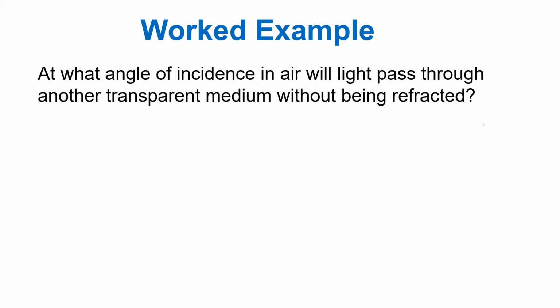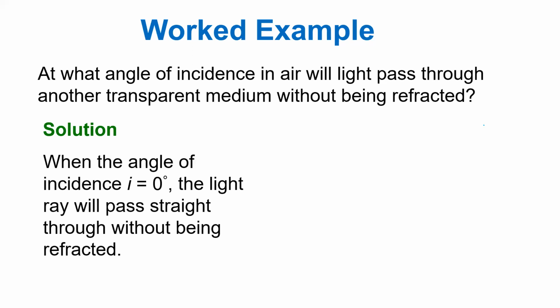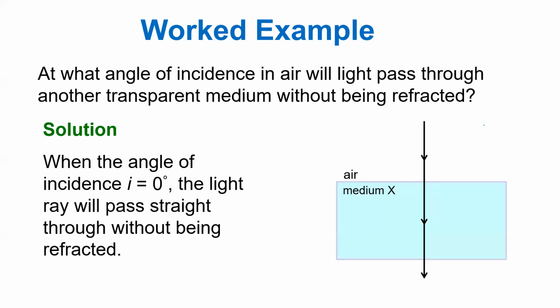At what angle of incidence in the air will light pass through another transparent medium without being refracted? Just now all the examples show a light ray entering another medium at an angle. Now I'm asking you, what special angle will it be such that I can move from one medium to another and yet the light does not get refracted, does not get bent? The answer is when the angle of incidence is 0.